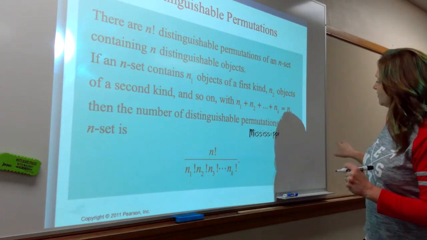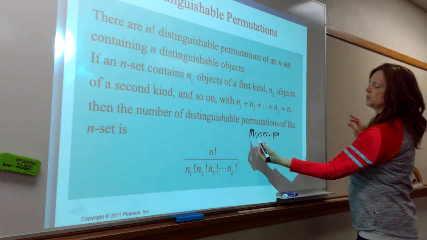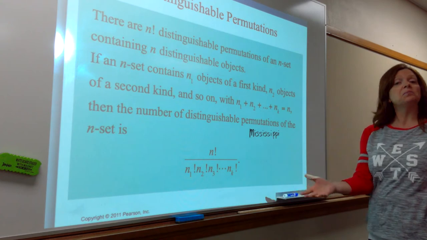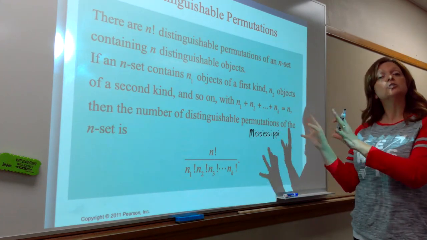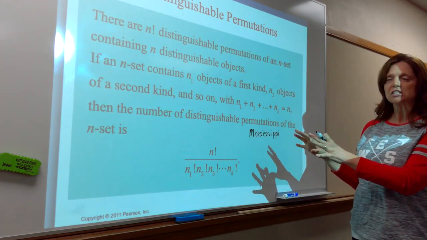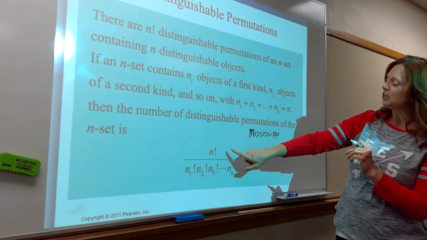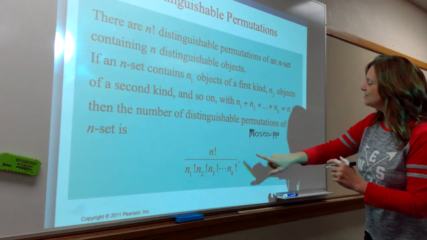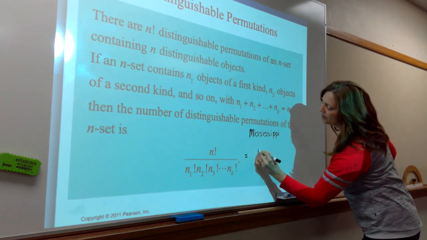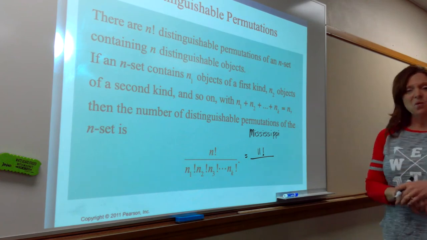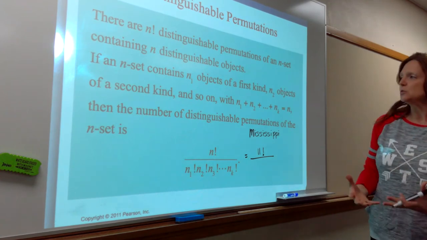So if these letters were all different, 1, 2, 3, 4, 5, 6, 7, 8, 9, 10, 11, I would just say, oh, there's 11 factorial ways I can arrange those, okay? But they're not all different. So I need to be able to distinguish between them. So what I do is I take my 11 factorial, I have all those letters, and then I'm going to divide out the ones that are indistinguishable, okay?